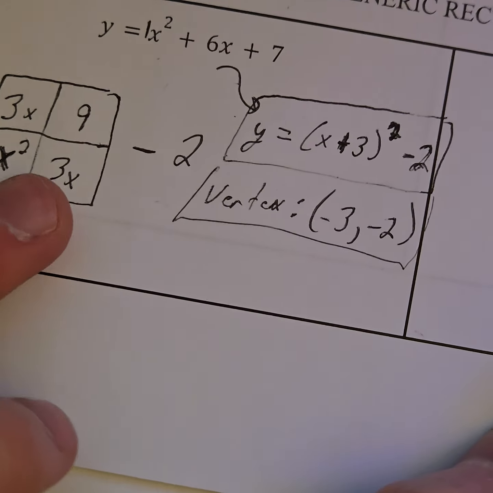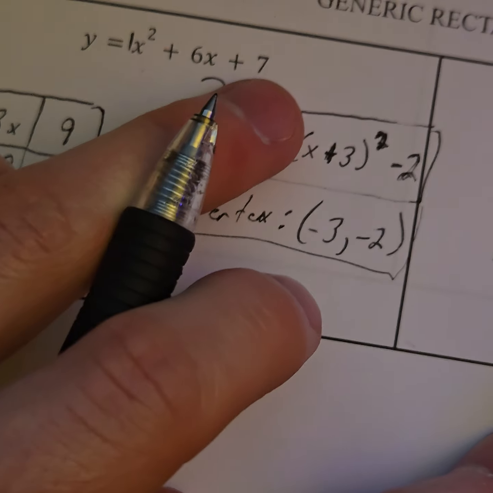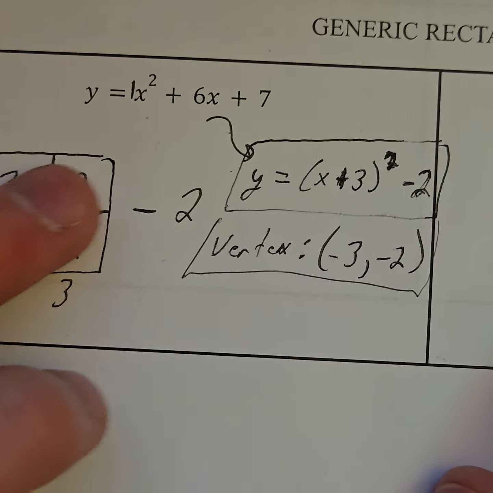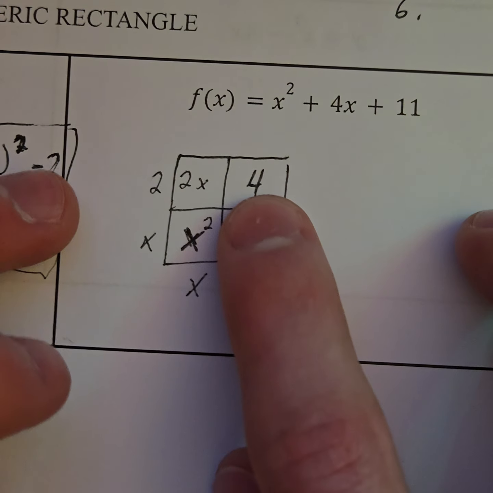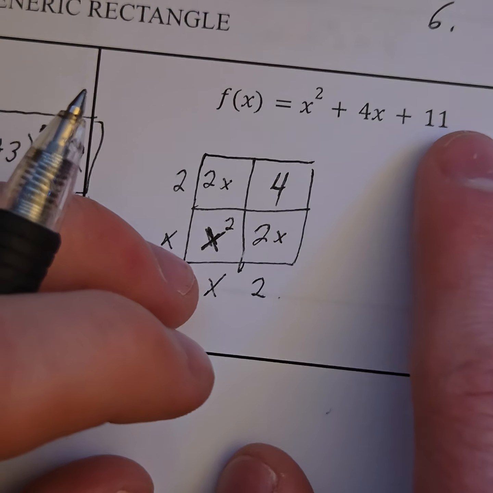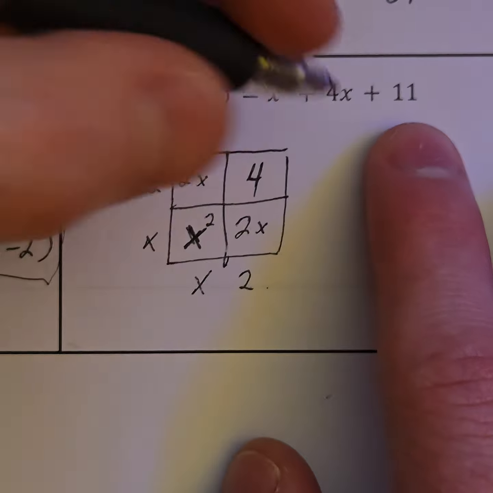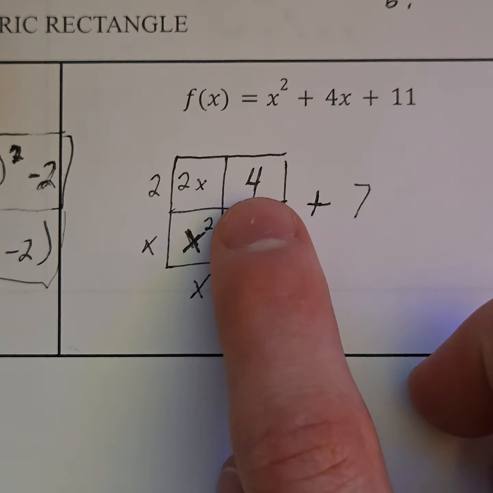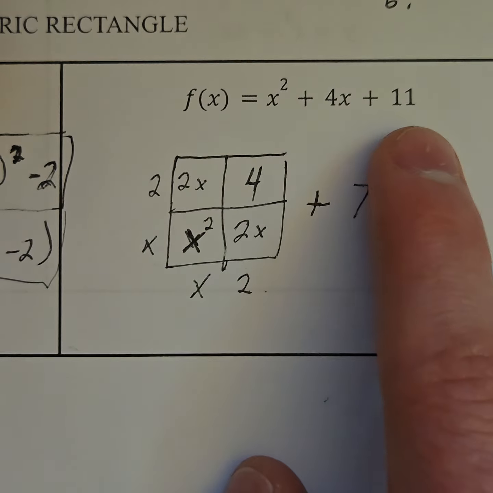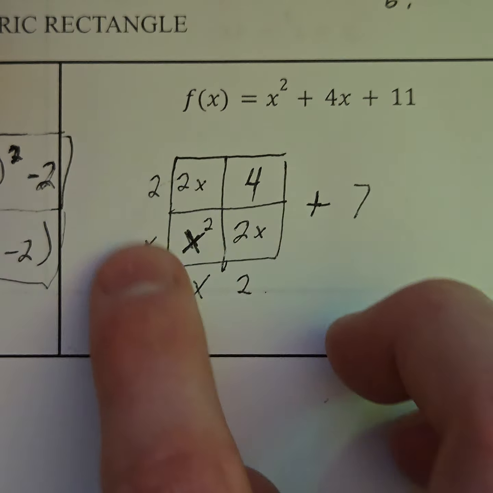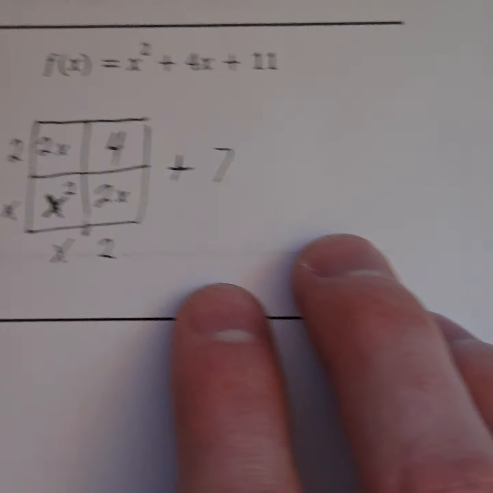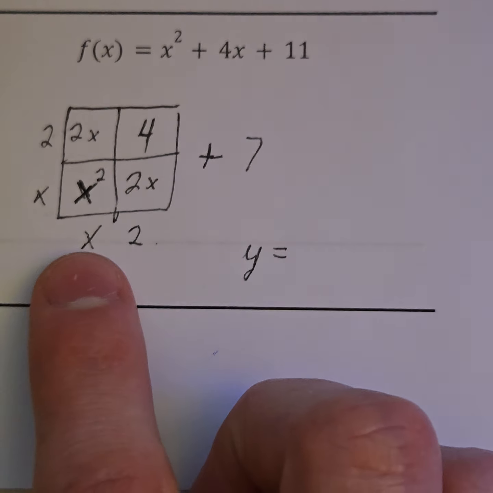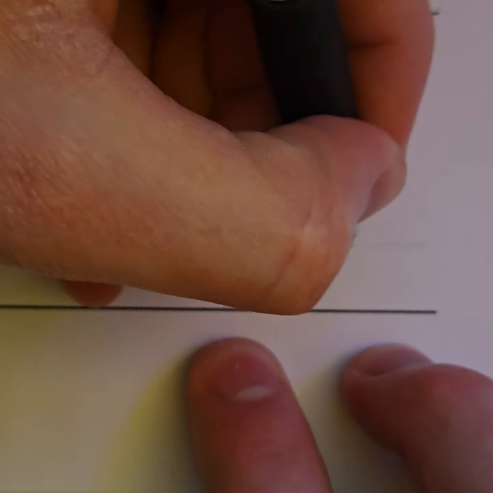On the last one, we had too many. We had 9, we wanted to get down to 7. Sorry if this is crooked. Here, we have 4. That's not enough to get up to 11. So to go from 4 to 11, we have to add 7. So now this is our completed square. Let's write that off to the side. We would have y equals x plus 2 squared is our square.